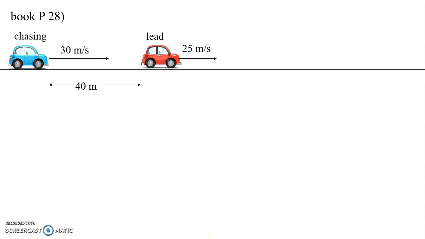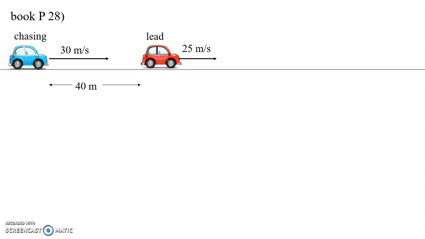So let's take a look at problem number 28 in the textbook, Serway and Faughn. Here's a little diagram, and it's always a good idea to draw diagrams so you can visualize what's happening. We have the lead car moving at 25 meters per second. At the same moment, the chasing car, the one behind, is moving at 30 meters per second. It's trying to catch up to the lead car, and there's 40 meters separating the two. This is the before picture.